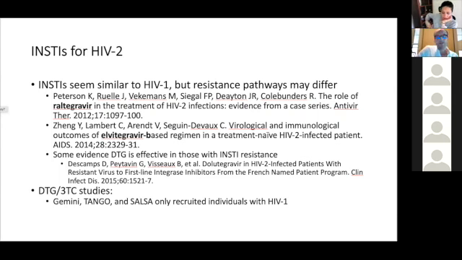Then looking at other combinations, and specifically looking at dual therapy with dolutegravir and lamivudine, and that was one of the questions that I had. Those dual therapy studies, GEMINI, TANGO, and SALSA, they only recruited people with HIV1, and to the best of my knowledge, there were no individuals with HIV2 included in any of those dolutegravir lamivudine studies.